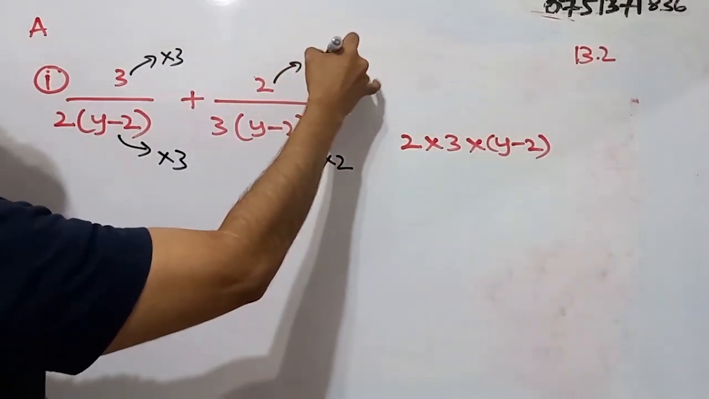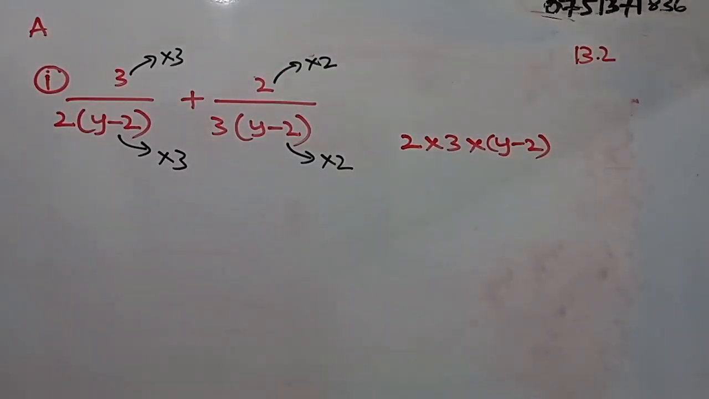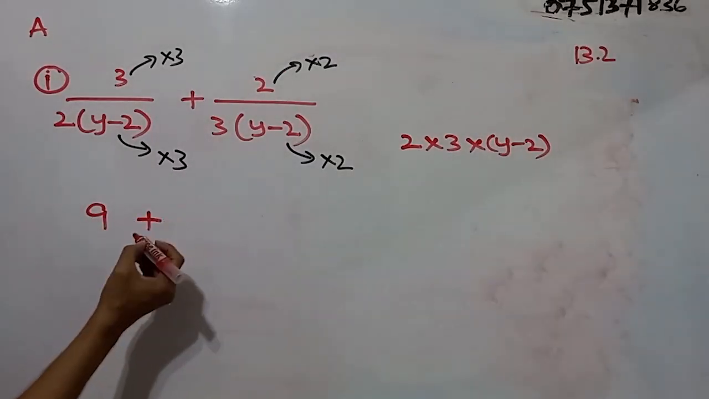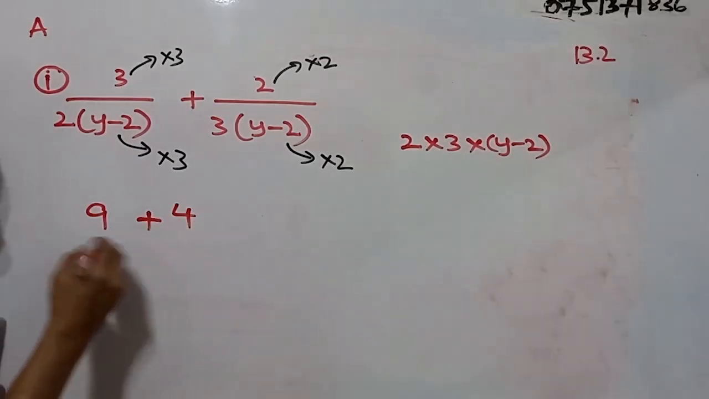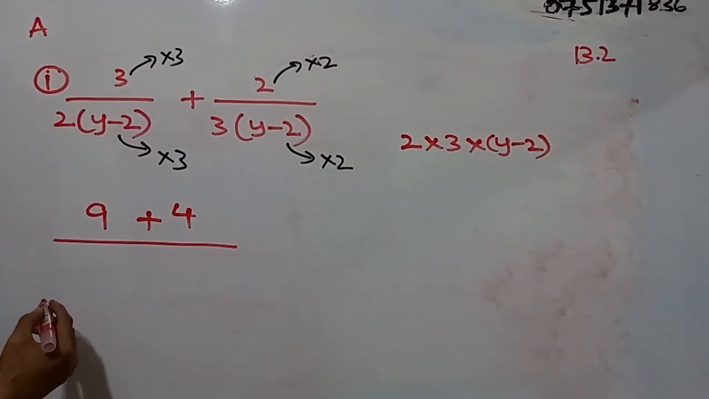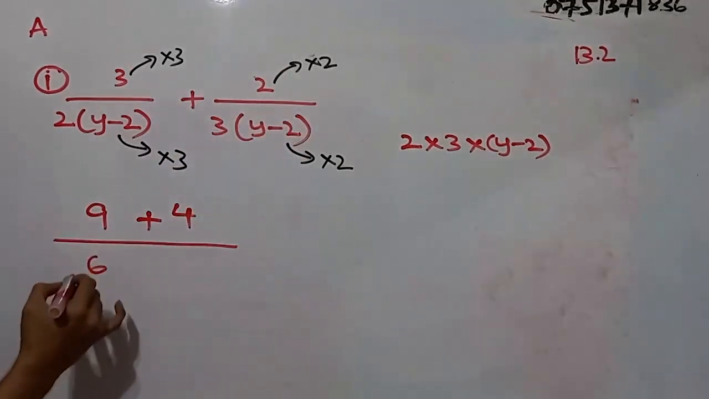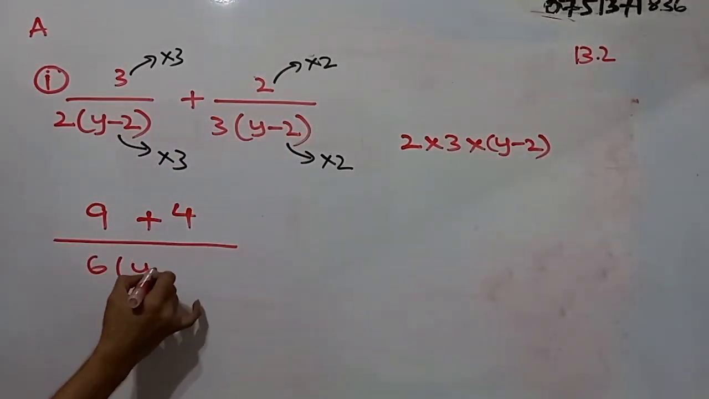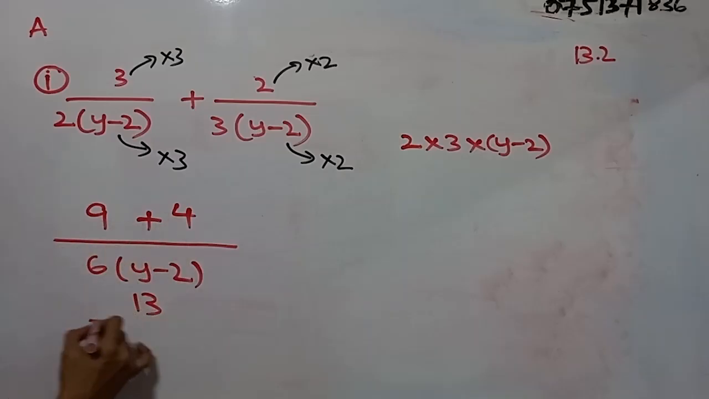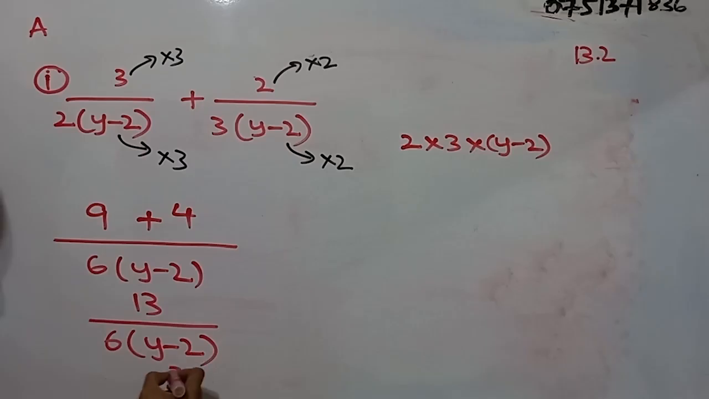This numerator must be multiplied by 2 as well. So 3 into 3, that is 9, plus 2 into 2, that is 4. So this entire expression needs to be divided by what? 2 into 3, so we can write it as 6 divided by y minus 2. So we can simplify this: 13 divided by 6 within brackets y minus 2. So that will be the answer.